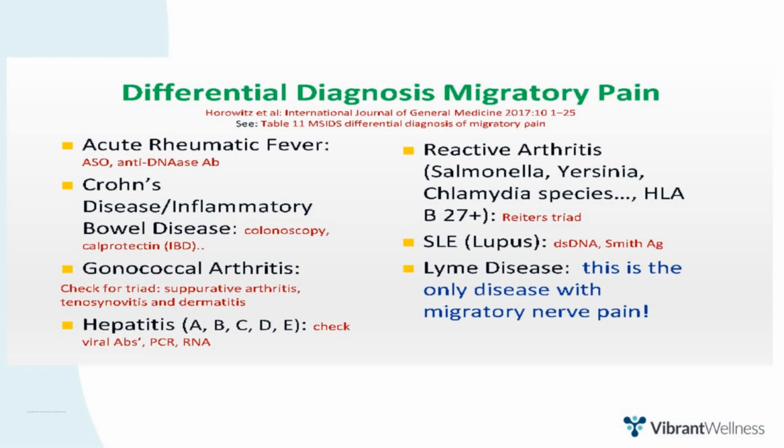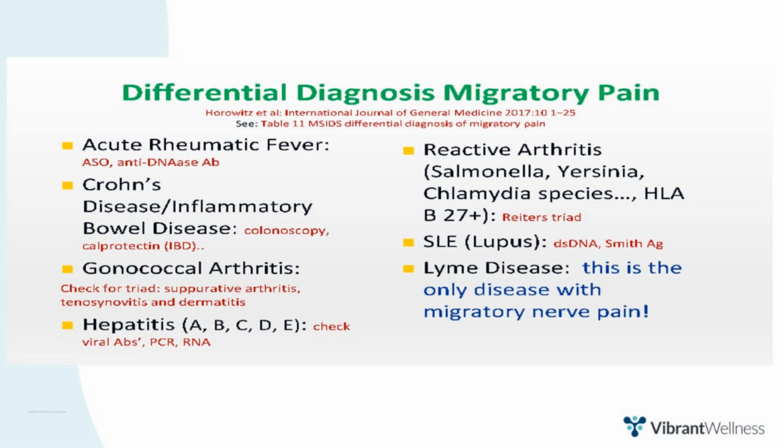Always remember your differential diagnosis of migratory pain. Migratory joint pain is classic for Lyme. There are only a handful of other things that have migratory pain. They are listed here. This is directly from Dr. Horowitz's MSIDS differential diagnosis for migratory pain out of his book. And it gives testing for the other conditions that cause migratory pain so you can rule them out.